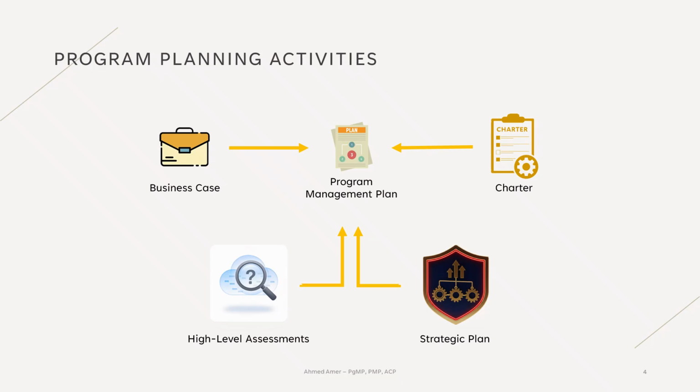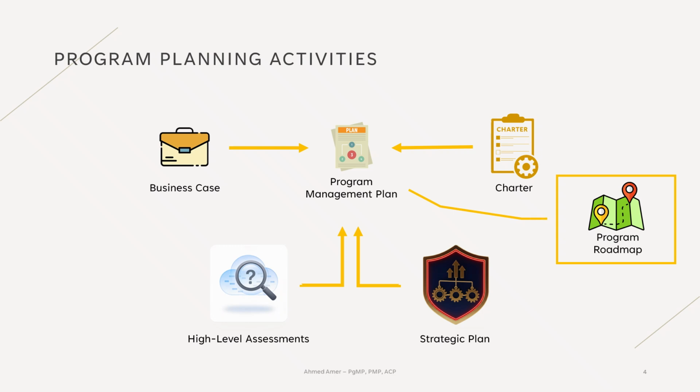The program management plan includes the program roadmap. Program roadmap is a high-level view of all program components and how they fit together. It also outlines the management arrangements, meaning how the program will be governed, monitored, and delivered. For example, it may define reporting cycles, escalation paths, decision-making authorities, and integration points between projects.